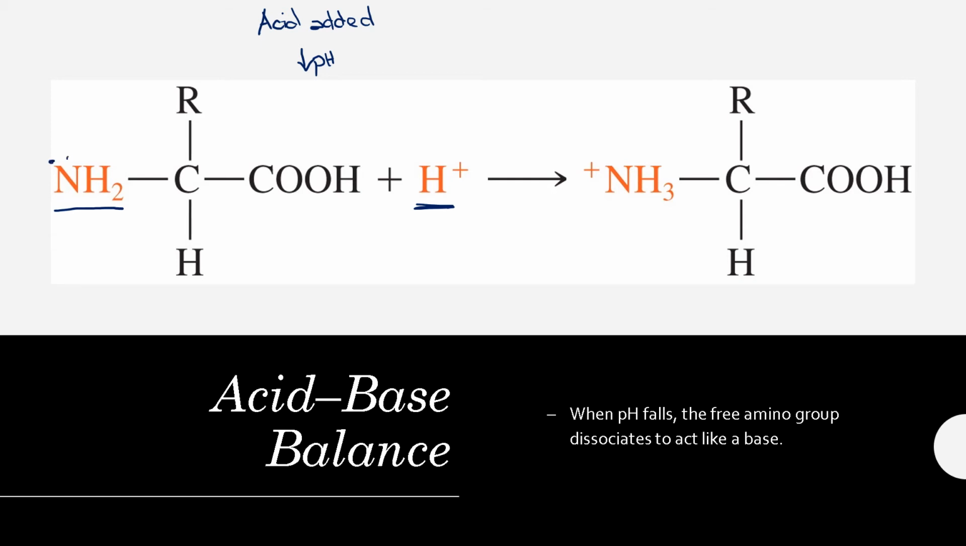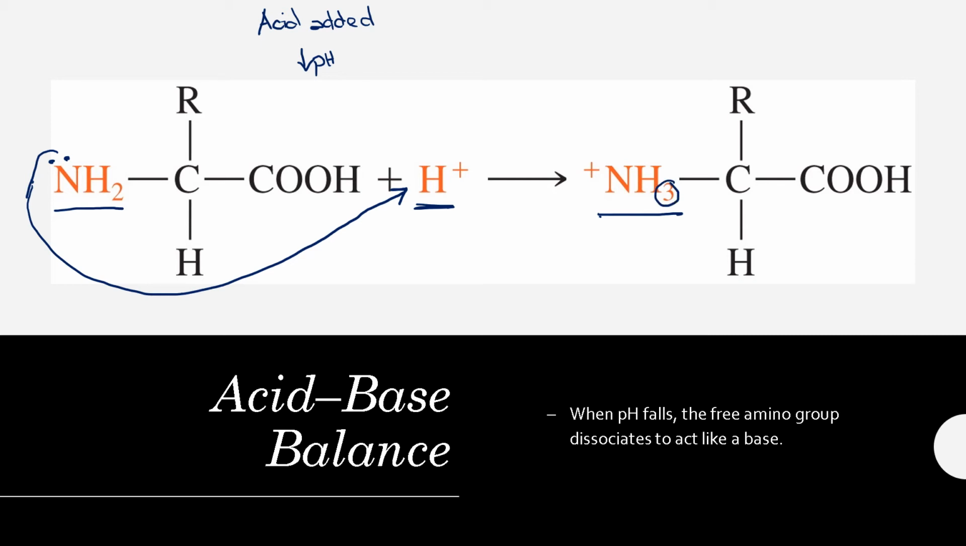So the nitrogen will have this extra lone pair of electrons, and this lone pair of electrons is going to bond to extra hydrogen ions in solution. So that amino group is essentially going to act like a base, and it's going to pick up a free-floating hydrogen ion. Now, each amino group on a protein is only going to pick up one hydrogen ion, so we're only going to see NH3s.